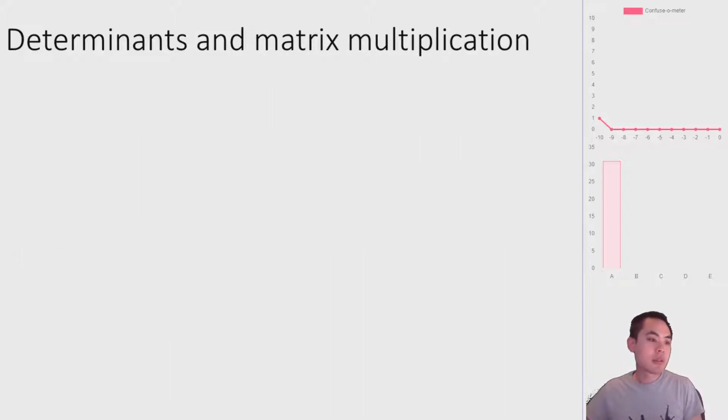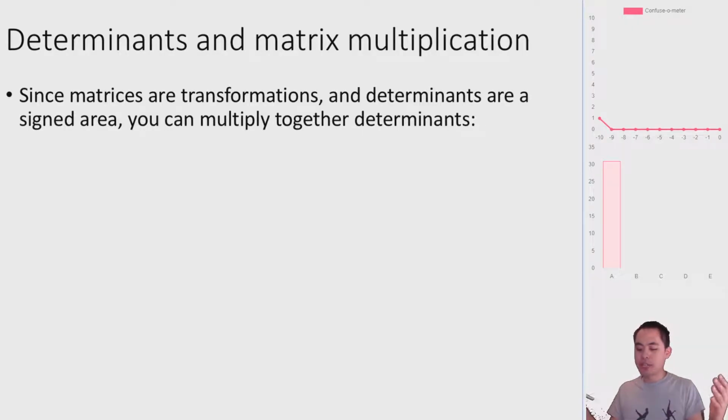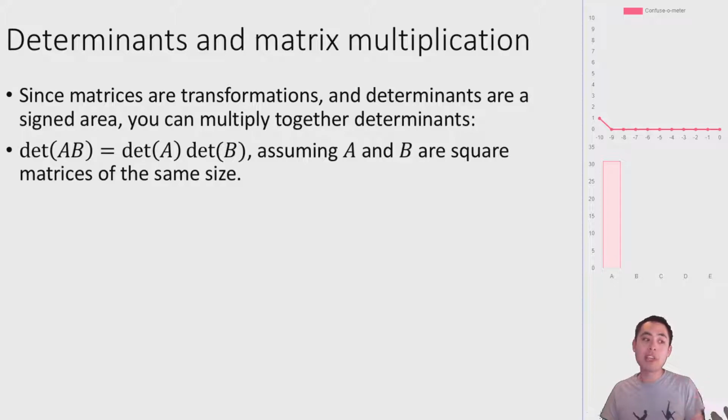And lastly, I'm almost out of time. Let's end with determinants and matrix multiplication. If you think about it, matrices are just transformations, and determinants are assigned area. So if you do two different transformations, you can just multiply together the determinants to get the scaling behavior of the combined transformation. And so therefore, the determinant of AB is equal to the determinant of A times the determinant of B, assuming, of course, that A and B are the appropriate sizes.